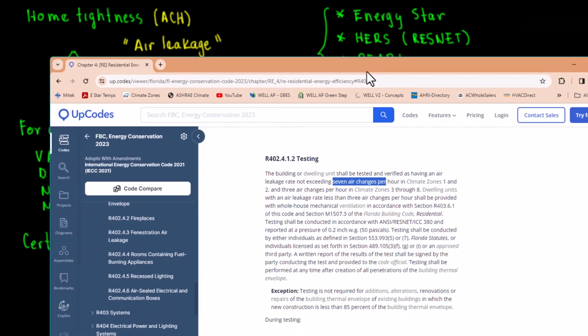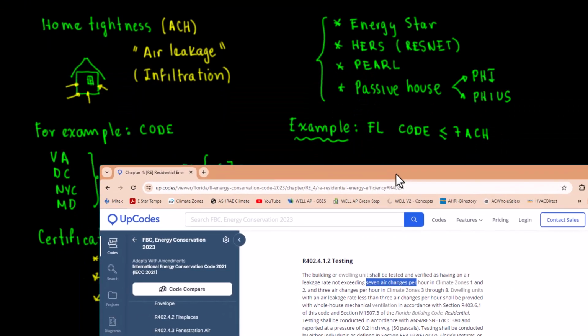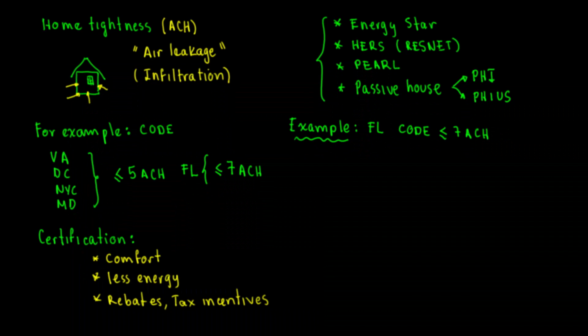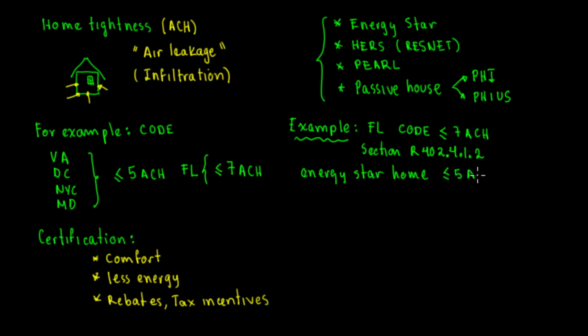And then we're going to put that in here. So the code says in here, okay, I'm going to put that in here. What's the code? So it's going to be section R402.4.1.2, right? It's saying that it's going to be about 7 air changes per hour. But for an Energy Star home, you need the requirement of at least 5 air changes per hour.